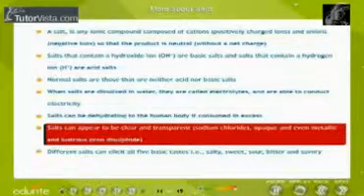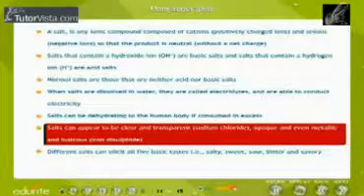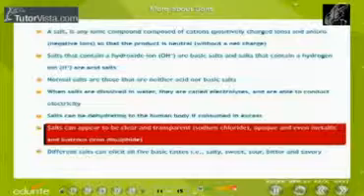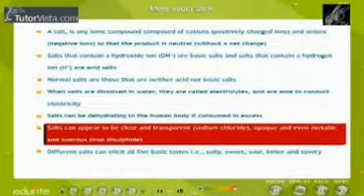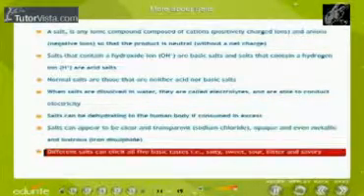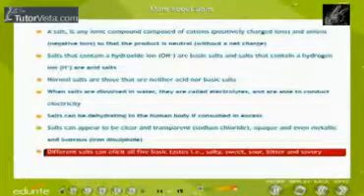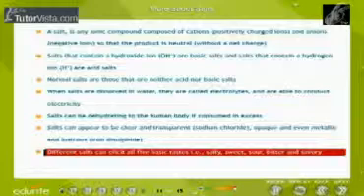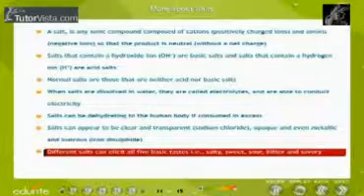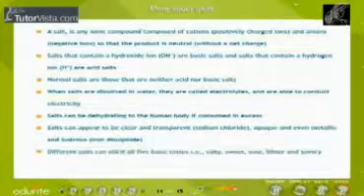Salts can be dehydrating to the human body if consumed in excess. Salts can appear to be clear and transparent, like sodium chloride, opaque, and even metallic and lustrous, like iron disulfide. Different salts can elicit all 5 basic tastes, that is, salty, sweet, sour, bitter, and savory.